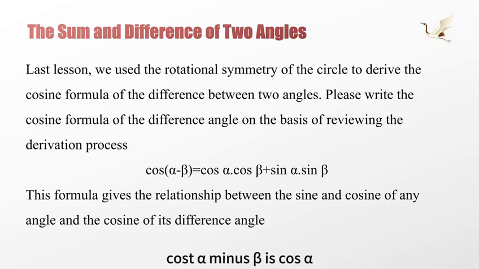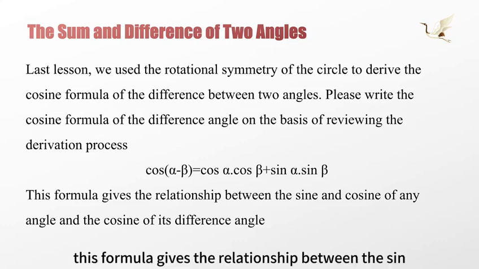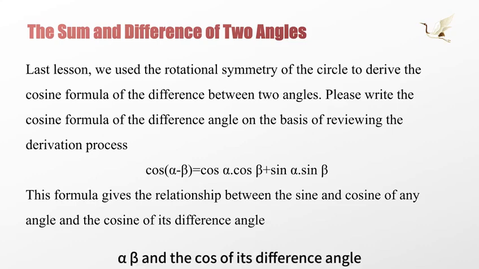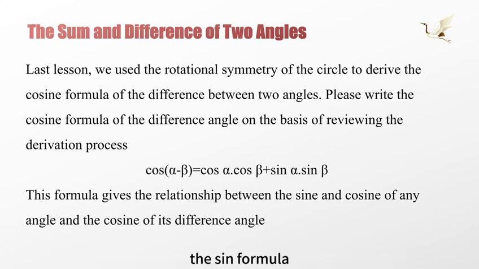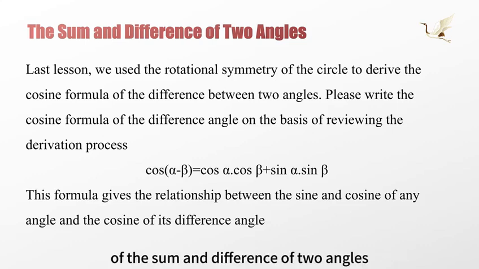Cos(alpha minus beta) is cosine alpha cosine beta plus sine alpha sine beta. This formula gives the relationship between the sine and cosine of any angles alpha and beta, and the cosine of their difference angle. In this lesson, we will use logic to derive the cosine formula of the sum of two angles, and the sine and tangent formulas of the sum and difference of two angles, on the basis of this formula.